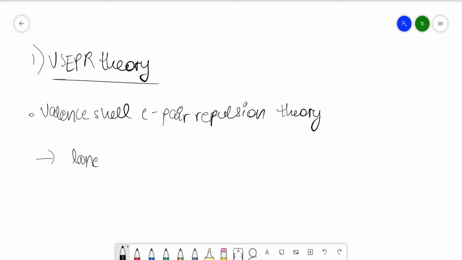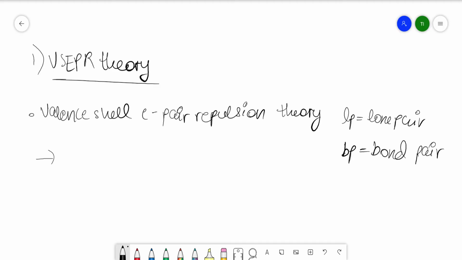So, let's just say lone pair is LP and bond pair is BP. Normally BP is boiling point, but for now let's just say BP is bond pair. Okay, so the repulsion between an LP and LP, lone pair, is greater than repulsion between lone pair and bond pair, which is greater than the strength of repulsion between bond pair and bond pair.